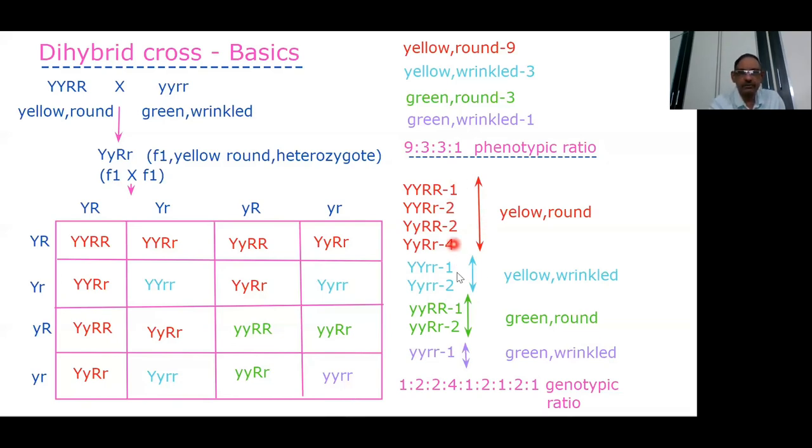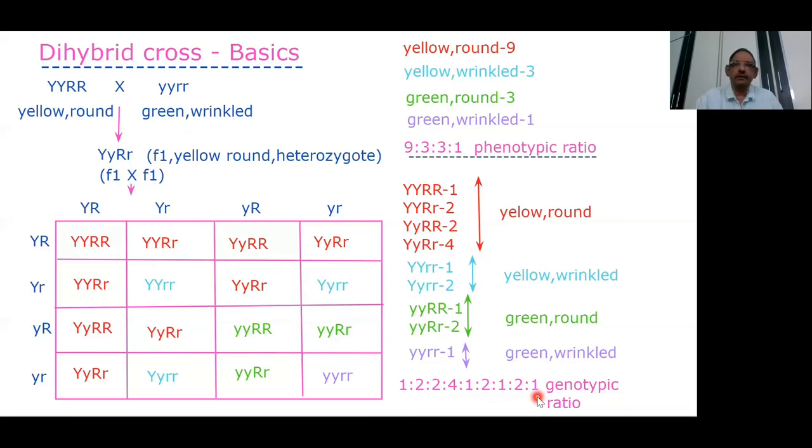Now this constitutes the genotypic ratio in dihybrid cross. The phenotypic ratio, as I have already mentioned, is 9:3:3:1, whereas the genotypic ratio is 1:2:2:4:1:2:1:2:1. Four types of phenotypes and nine types of genotypes are produced. The genotypic ratio, I would mention once again, is 1:2:2:4:1:2:1:2:1. This is briefly about dihybrid cross analysis as conducted by Mendel.